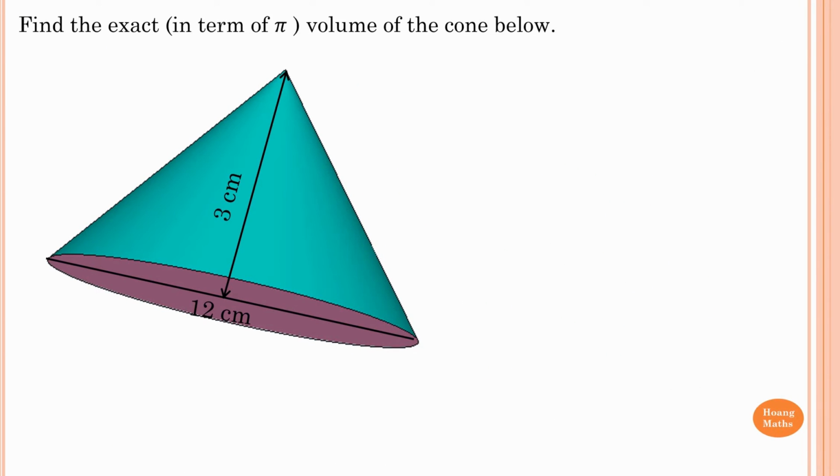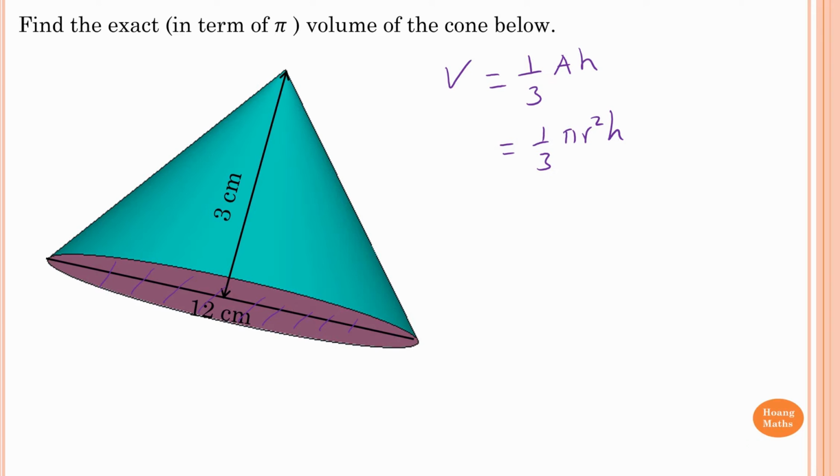First one, find the exact volume of the cone below. Volume of a cone is 1/3 of area times height. So we know that the area of this is a circle. So, 1/3, the area is pi r square, and h. So that's the volume of a cone.